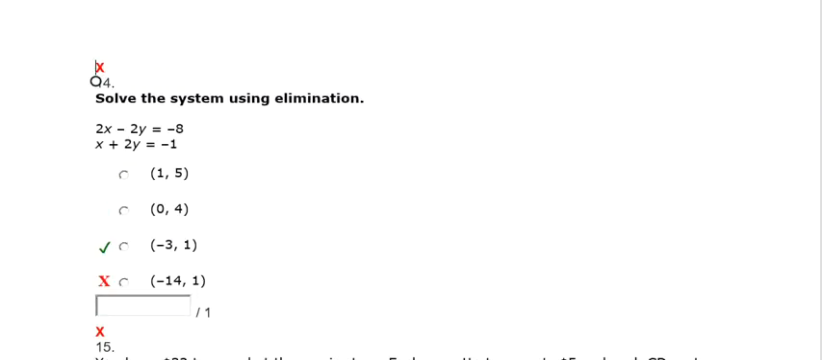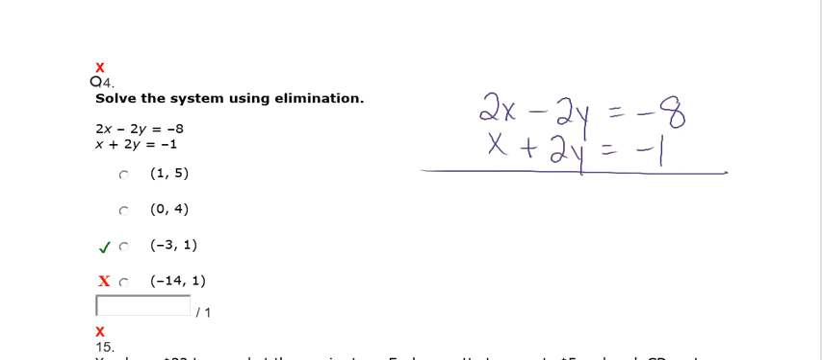14, again, solve using elimination. So again, this one is set up really nicely for the y's to eliminate this time, because you'll notice that there's a positive 2y and a negative 2y. So those are going to cancel. Those basically give you 0y.